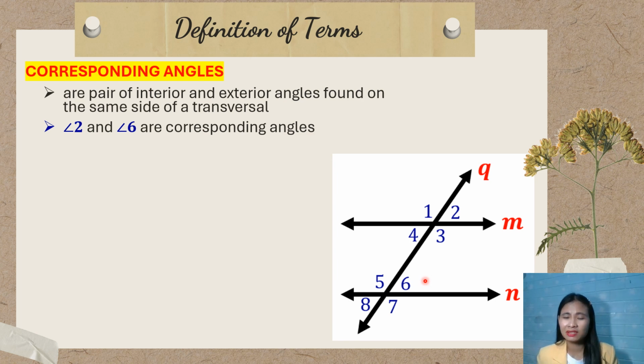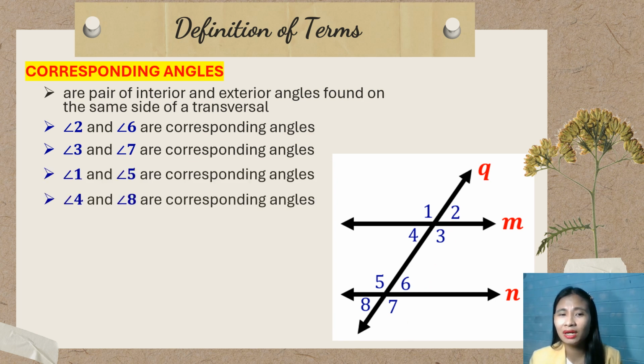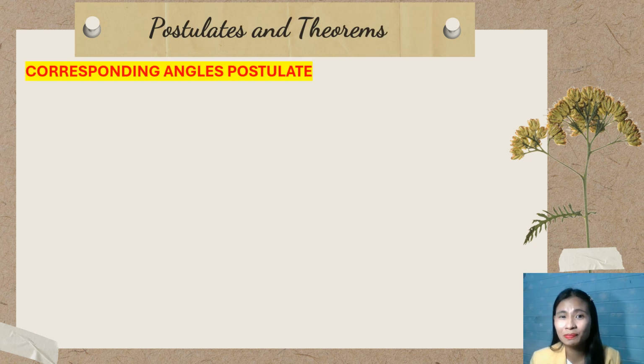So, angle 2 is exterior, angle 6 is interior, and they are on one side of the transversal line, the right side. Next we have angle 3 and angle 7. Same side. Next, angle 1 and angle 5, and angle 4 and angle 8. So, when two lines are cut by a transversal, we are going to create four pairs of corresponding angles. Out of those definitions, we can create postulates and theorems for specific lines cut by a transversal. So let's start with the corresponding angles postulate.